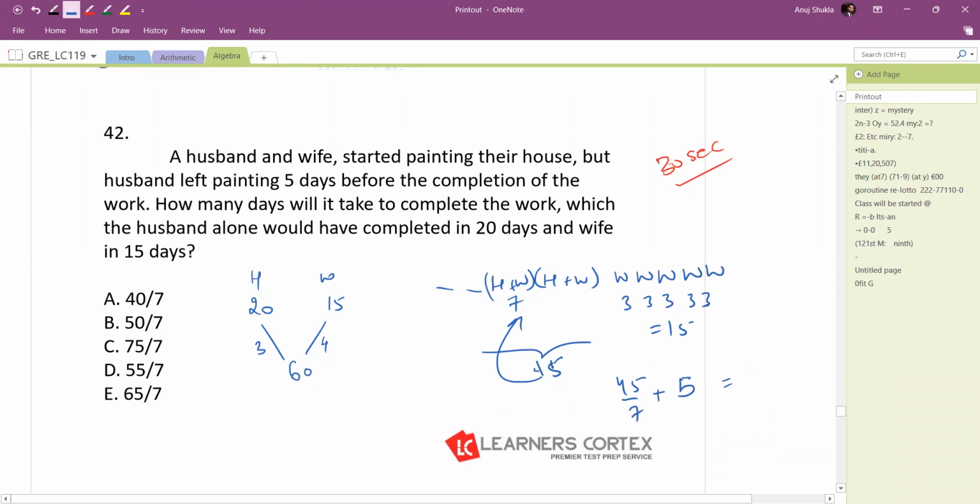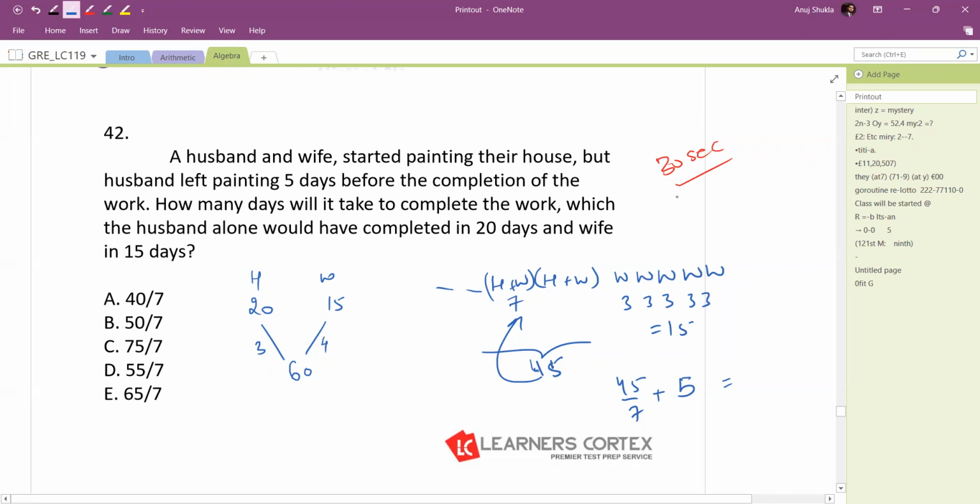I think I have made some mistake somewhere. 3 5s are 15, then 45, 45 by 7 plus 5 days before the completion. Check where I'm making the mistake. 5 days before the completion, how many days will it take to complete the work which the husband would have completed in 20 days and wife in 15 days? Let me see.